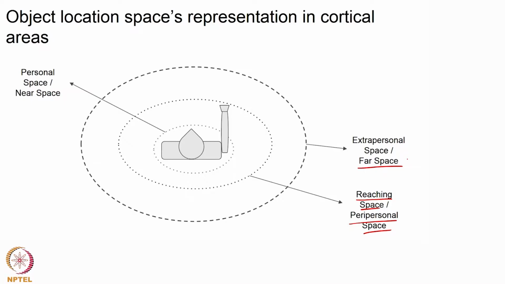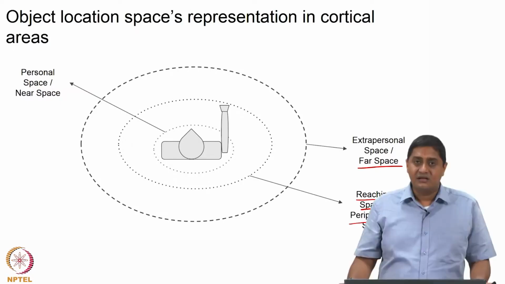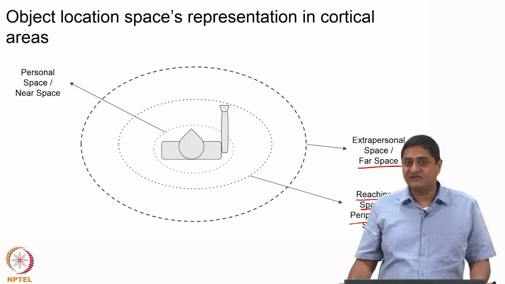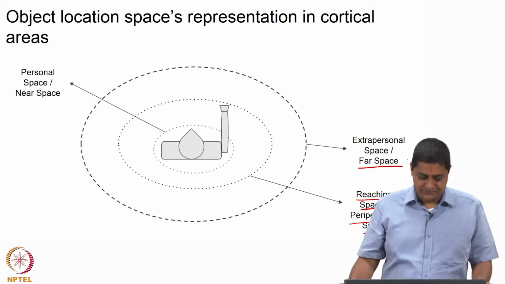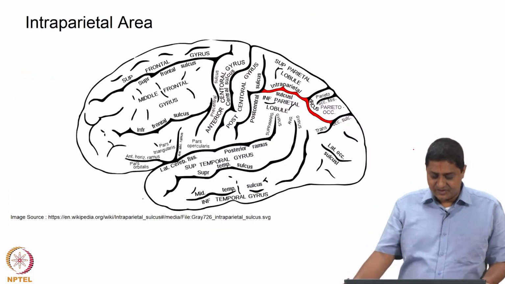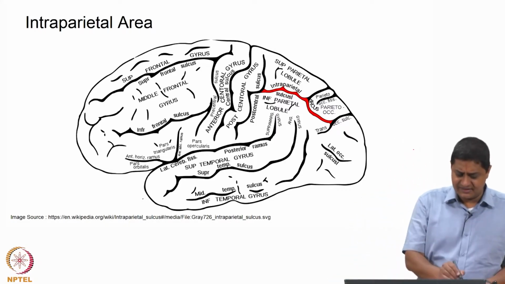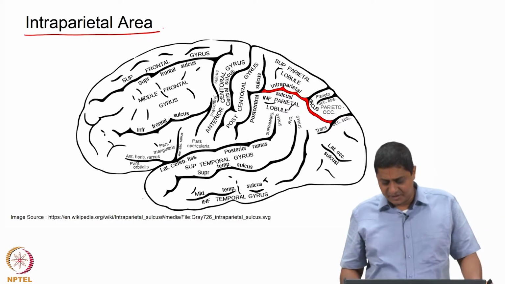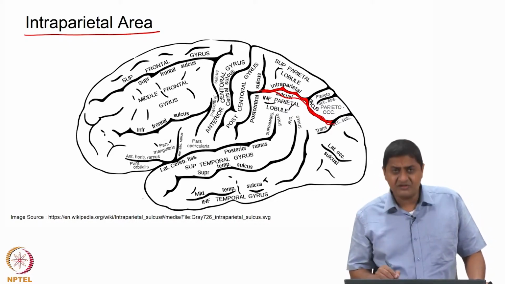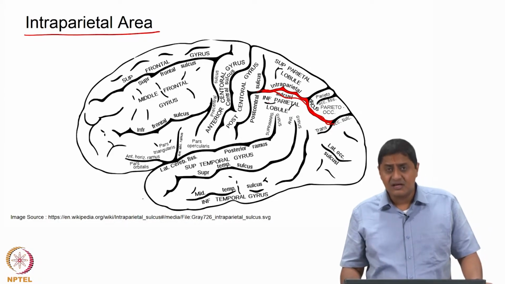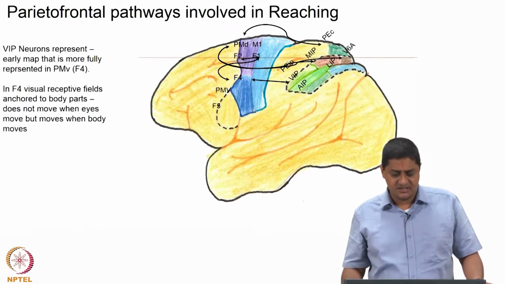And as I mentioned, these areas or these maps are encoded in different regions. So, there are independent maps of these three regions in different regions of the brain. So, that is something that we discussed in the previous class. Of particular interest for us in this discussion is the intraparietal area. Specific regions within the intraparietal region contribute to specific functions, something that we will very briefly discuss in this class.